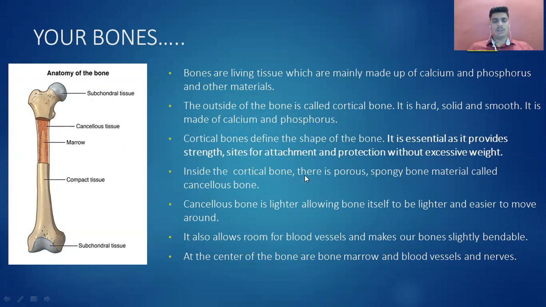And inside the cortical bone, there is porous, spongy bone material called cancellous bone. So here we can see this reddish thing is known as cancellous bone. Cancellous bone is lighter, allowing the bone itself to be lighter and easier to move around. It also allows room for blood vessels and makes our bone slightly bendable. At the center of the bone are the bone marrow, blood vessels and nerves as well.